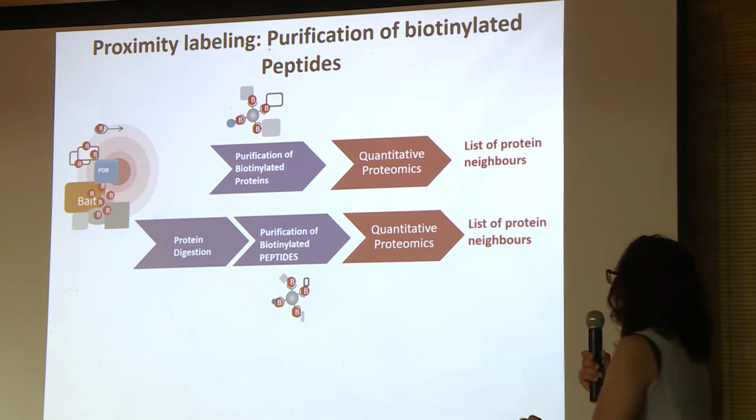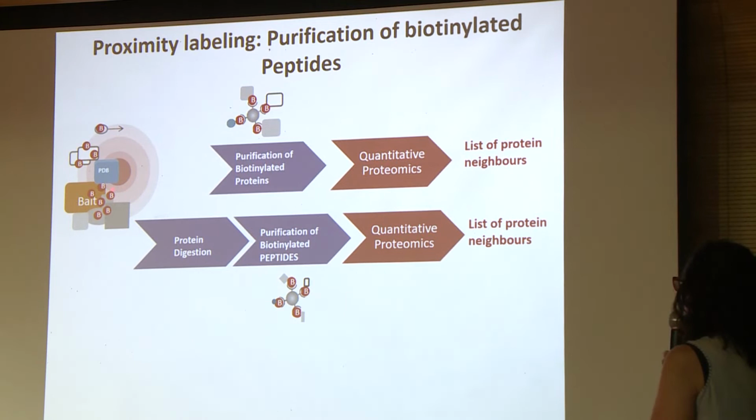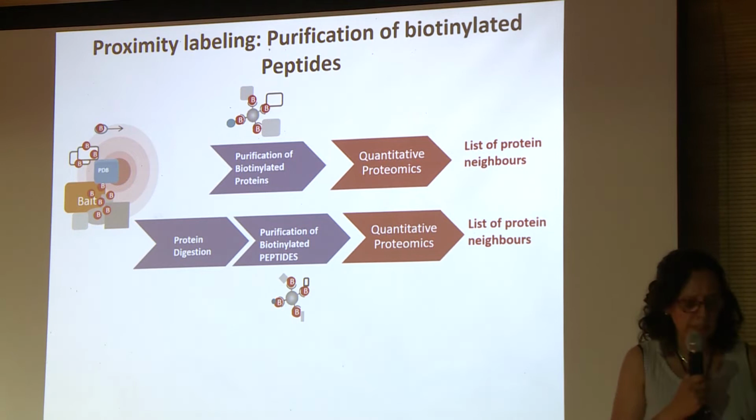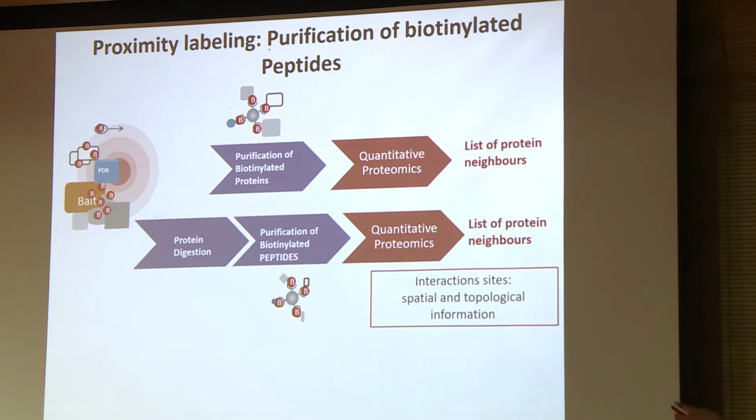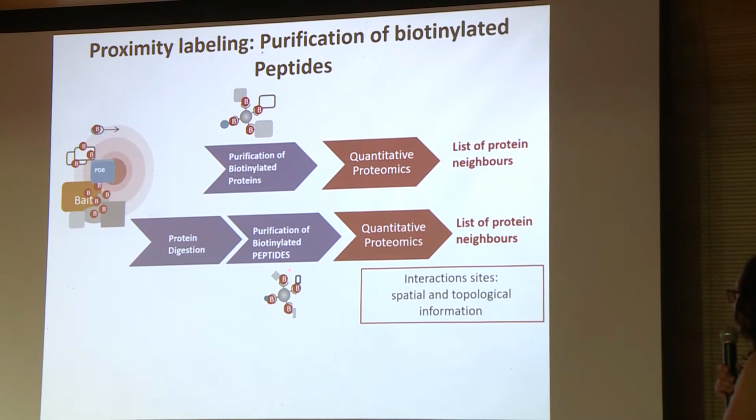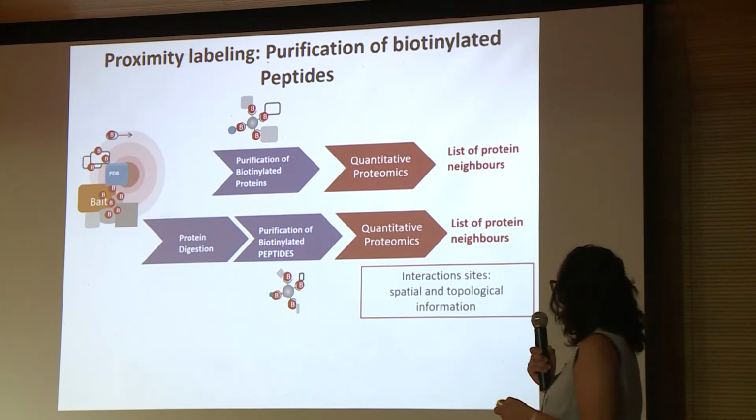So here we purify biotinylated proteins, digest, and perform quantitative proteomics, and here we digest, purify biotinylated peptides, and then perform quantitative proteomics. And this strategy has many advantages that can allow us to define better interactors. So one of the points is that in the other case, we identify the protein. In this case, we identify specifically the biotinylated peptide. So it gives us some clues about spatial and topological information of the interaction.